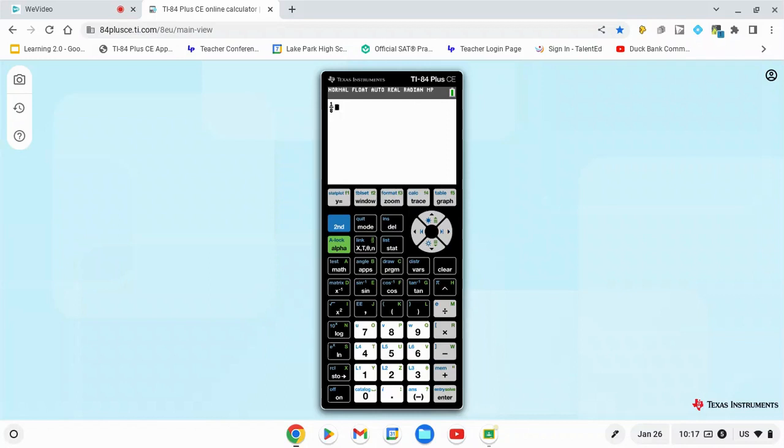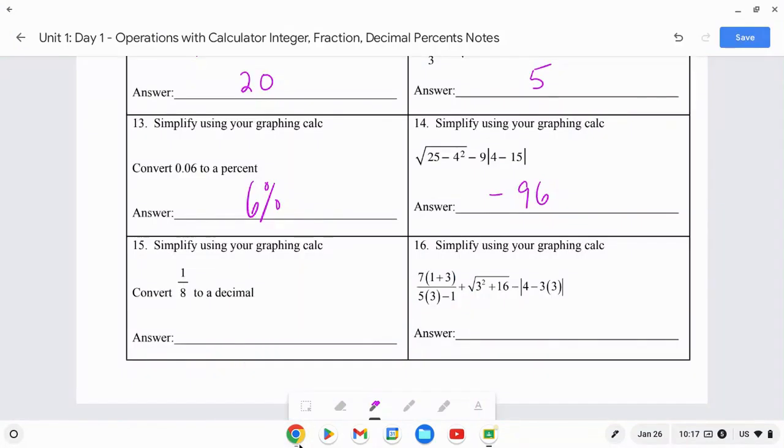Now to convert it into a decimal, you just click on the math button and go to option number 2 and hit enter and then enter. So 1/8 as a decimal is 0.125. So 15, you should have 0.125. All right, 16, we saved the best for last, the most complicated.